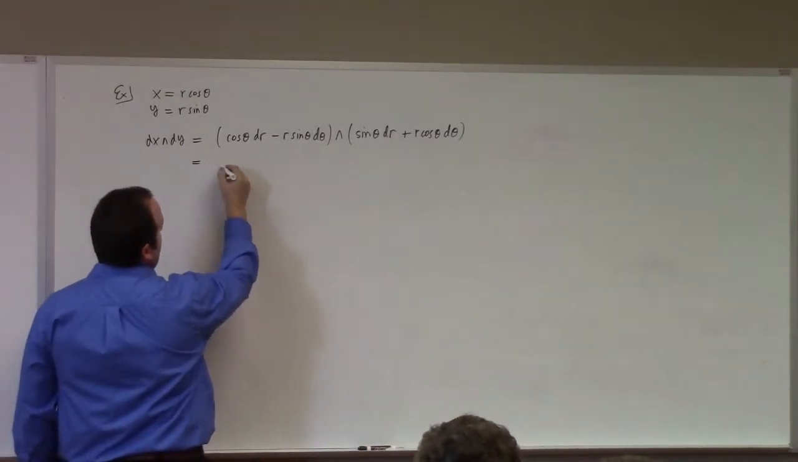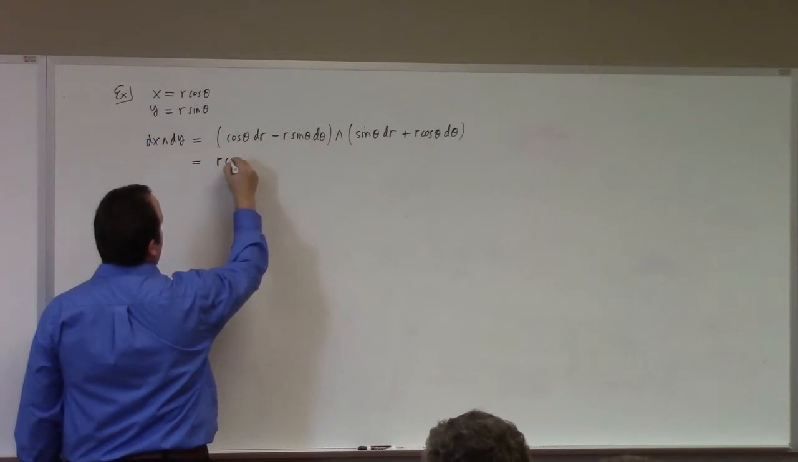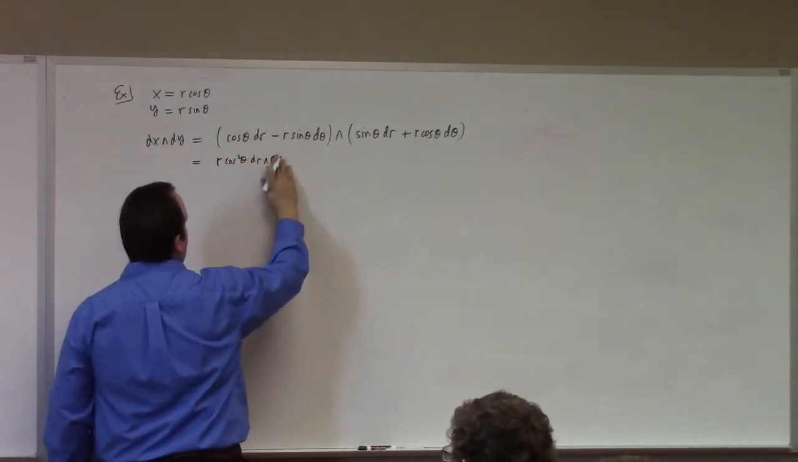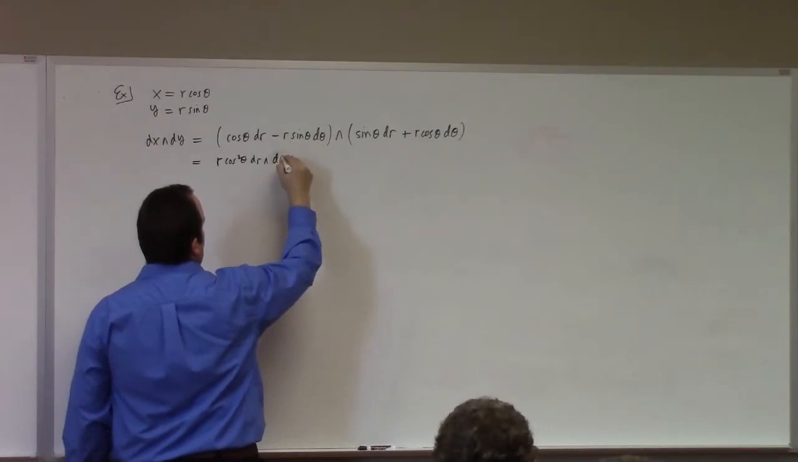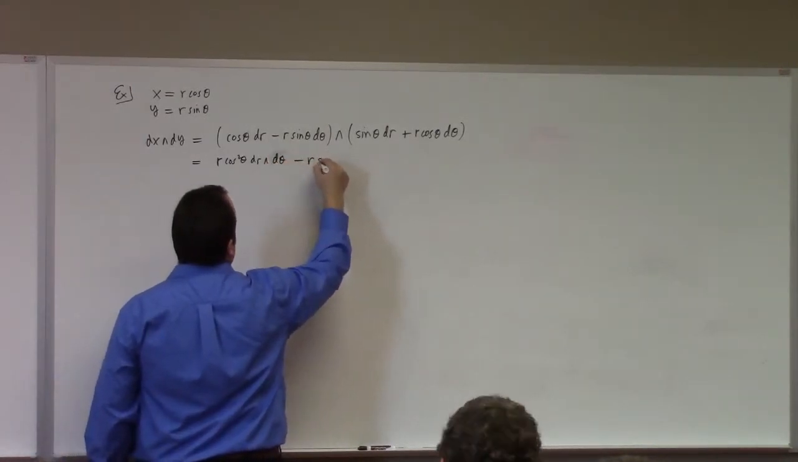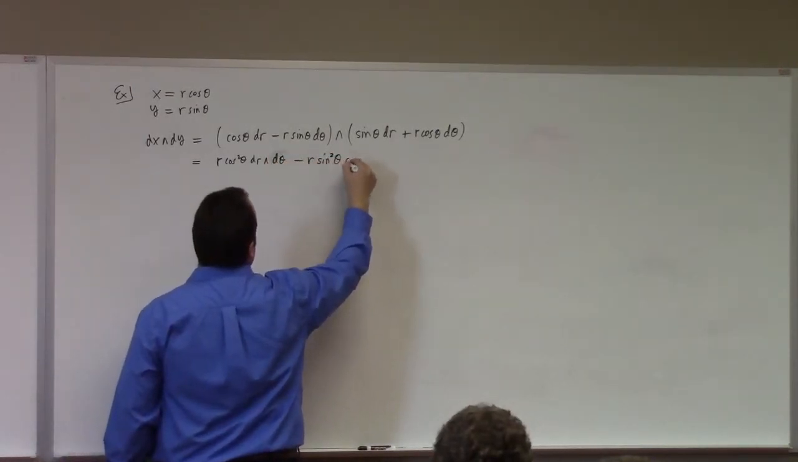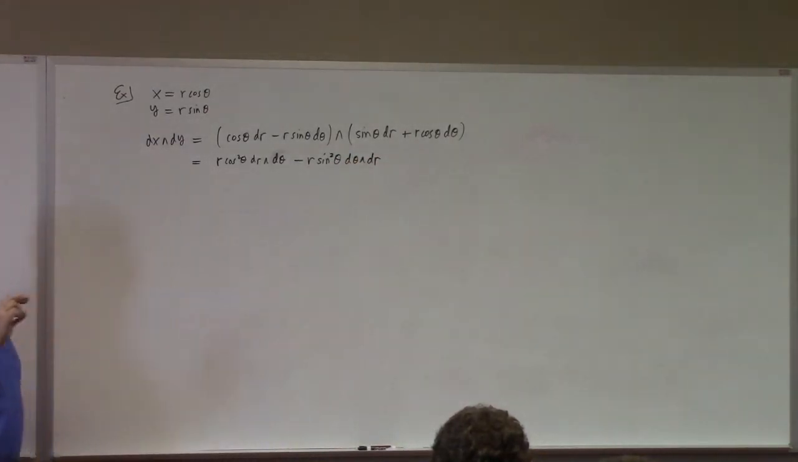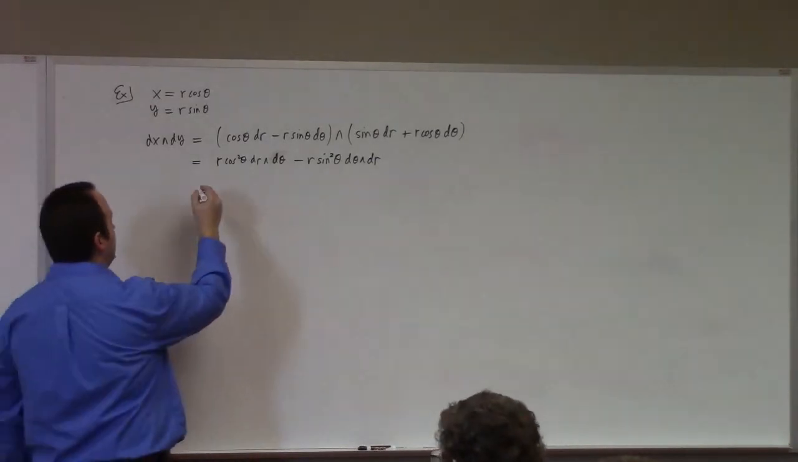And what do you get? You get yourself r cosine squared theta dr wedge d theta minus r sine squared theta d theta wedge dr. Again, the dr wedge dr and the d theta wedge d theta terms are 0, because that's how wedge products work. And when we switch the order of theta and r, what do we get?